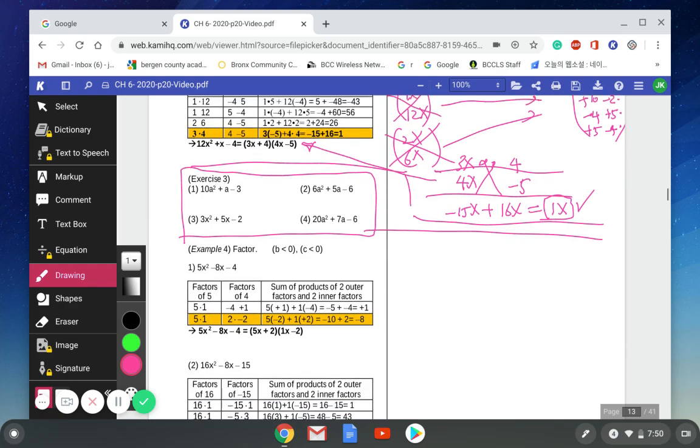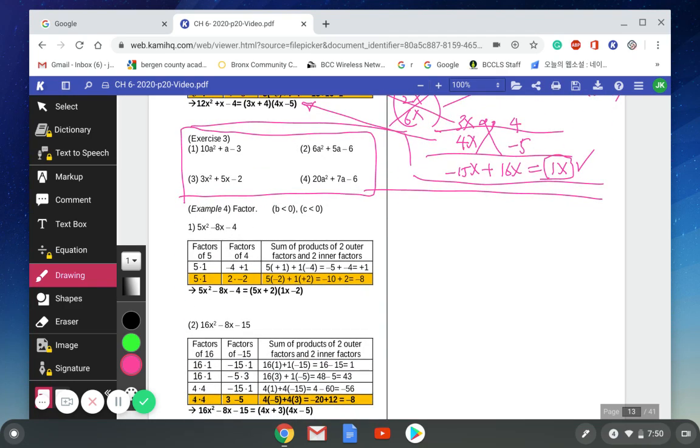Now the next one is when you have minus and minus. So 5x squared minus 8x minus 4. When you have minus and minus, you have a different sign. One is minus, one is plus, but the bigger cross multiply has to be minus, and the smaller cross multiply has to be plus. So 5x with a 1x. I'm going to try 2 and negative 2.